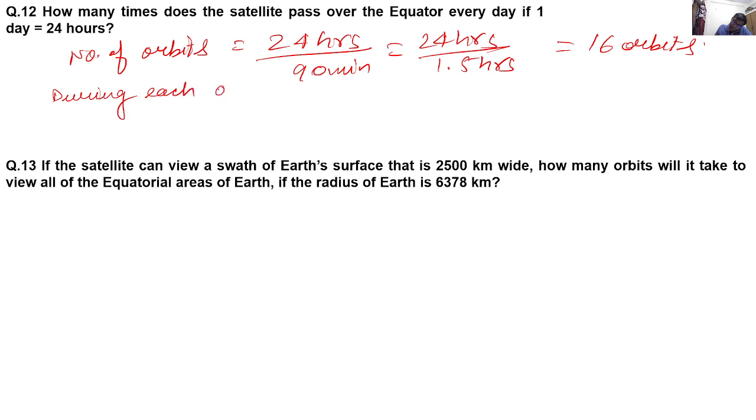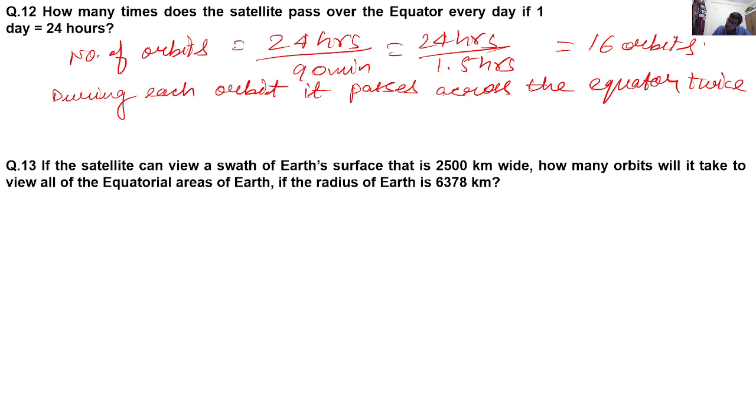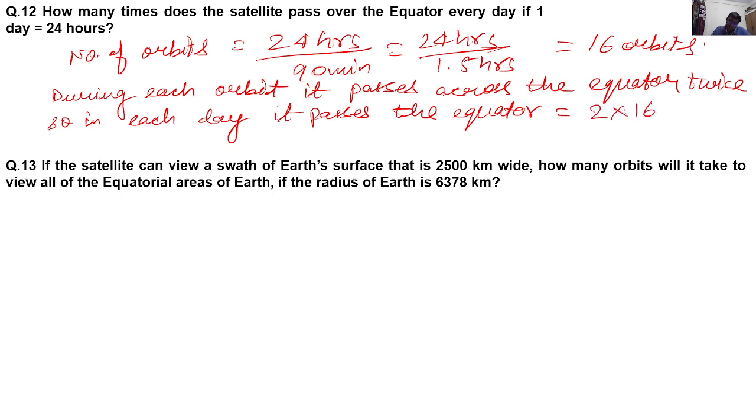During each orbit it passes across the equator twice. So in each day it passes the equator two times per orbit. So it would be 2 times 16 orbits, that is 32 times.